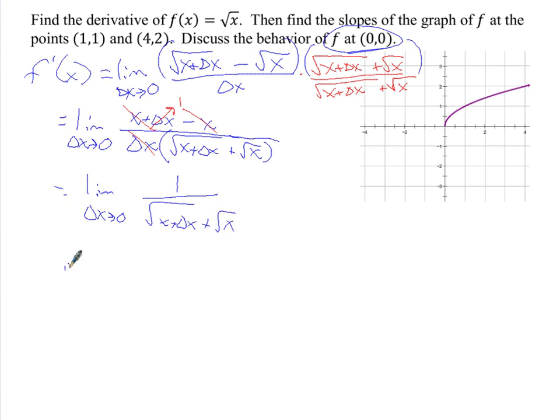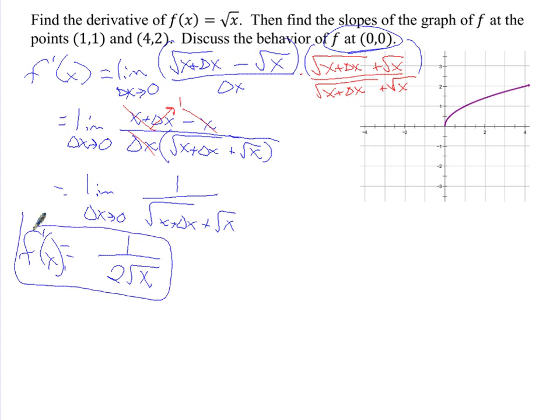Can I direct substitute now? Okay. Equals 1 over what? Yeah, this becomes 0, so I have the square root of x plus the square root of x, which is 2 square roots of x. That's f prime of x. Okay, so that's our derivative. We did part 1, find the derivative.